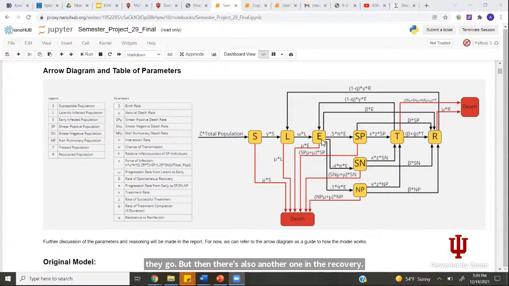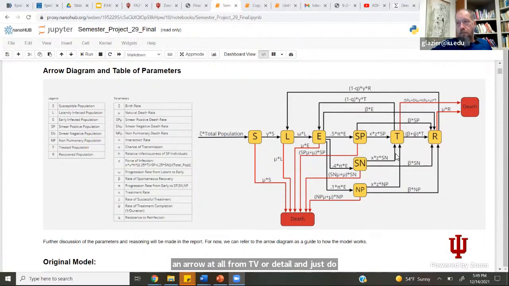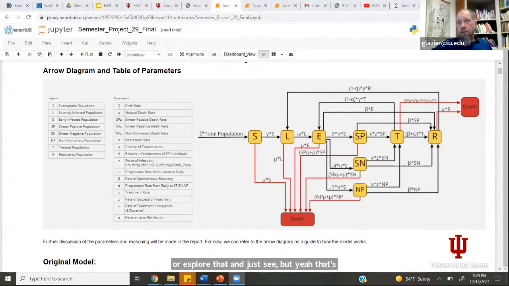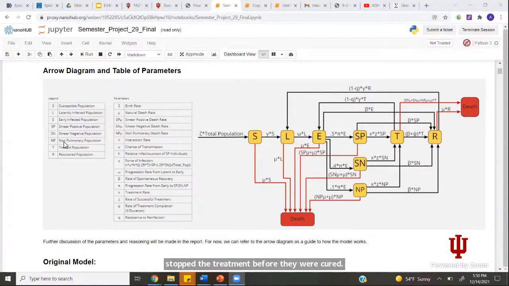So I might try to see what happens if I just don't have an arrow at all from T to E or T to L, and just do R to L, or explore that and just see. But that's where I'm at right now. I would have thought that T to E would be people who stopped the treatment before they were cured. Yeah, I was kind of confused.